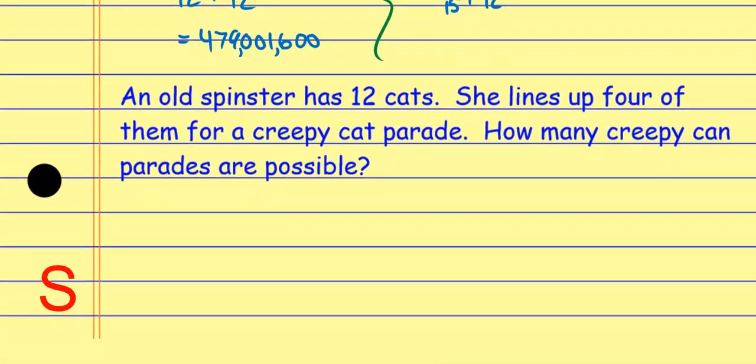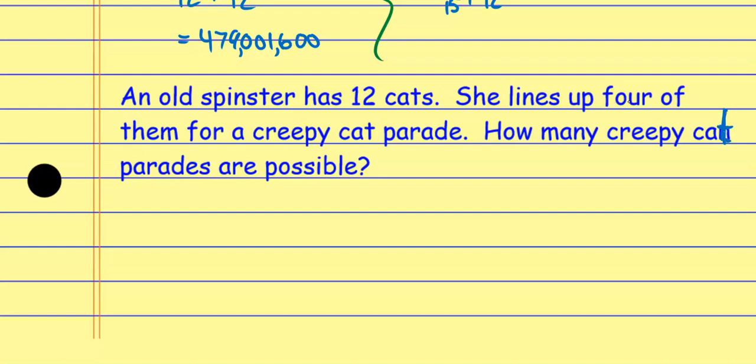If I look at something like this guy, it says an old spinster has 12 cats. She lines them up for a creepy cat parade. All right, so we're making a nice little parade with these cats, and they can follow each other. It'll be really great. So how many creepy cat parades? Oh boy, I have a typo there. How many creepy cat parades are possible?